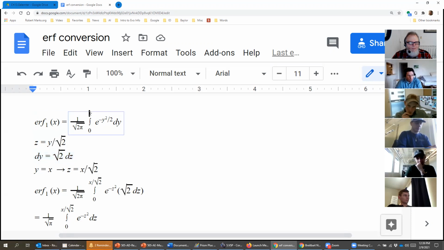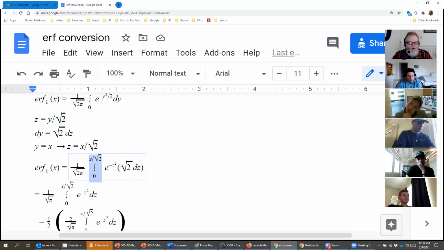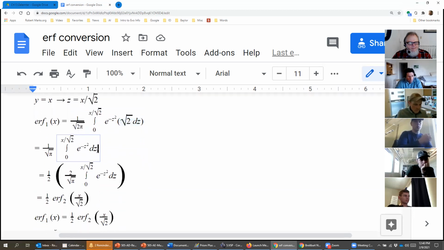And then the thing you have to do is figure out what happens to the integration limits. So if y is equal to x, y is your integration limit. If that's equal to x, then z is equal to x over root 2. That follows from this expression. And so this is a redefinition of the erf by substituting the upper limit, by making sure that the dy is replaced by root 2 dz. And then what we have is e to the minus z squared, which is the form that we wanted for the other definition of the erf.